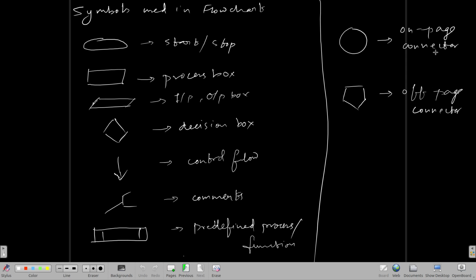Then we have the on page connector, that is if you are drawing a flow chart and you have reached the bottom of the page and you are starting from the next side, then you write, okay, it is A, and you start A. So you are using the same symbol, so you know it is continuing from here, like that. Off page connector, the same concept but for different pages, right?